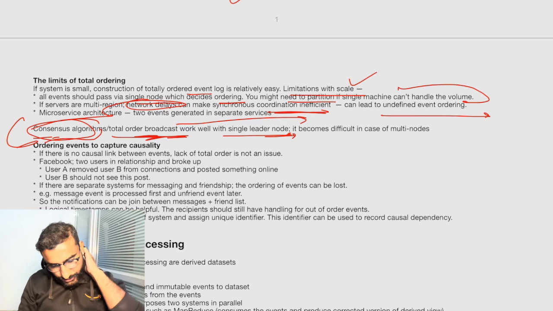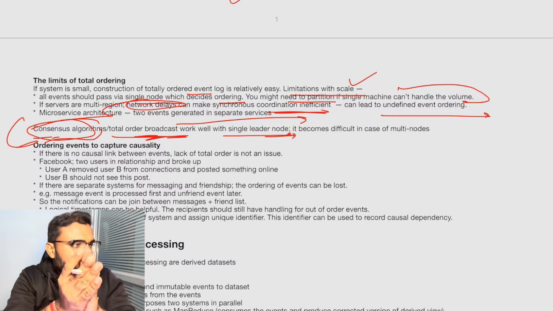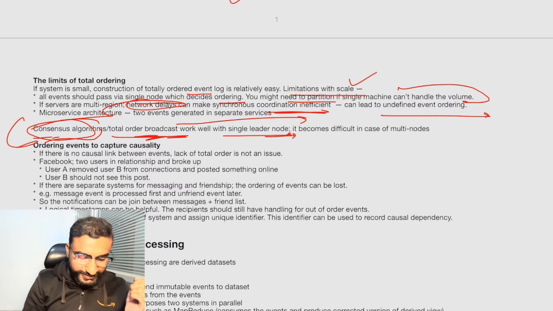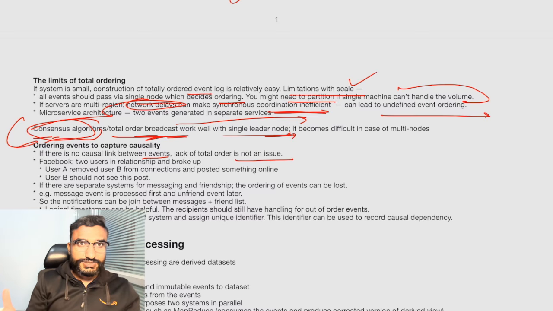Ordering events to capture causality. Causality we have also discussed in our previous videos. Basically it means that you have some cause, and according to that cause there is some effect. So let's take some example. If there is no causal link between events, lack of total order is not an issue. But if there is a causal link, that if this happens, then this should happen, basically cause and effect, how will you handle it?